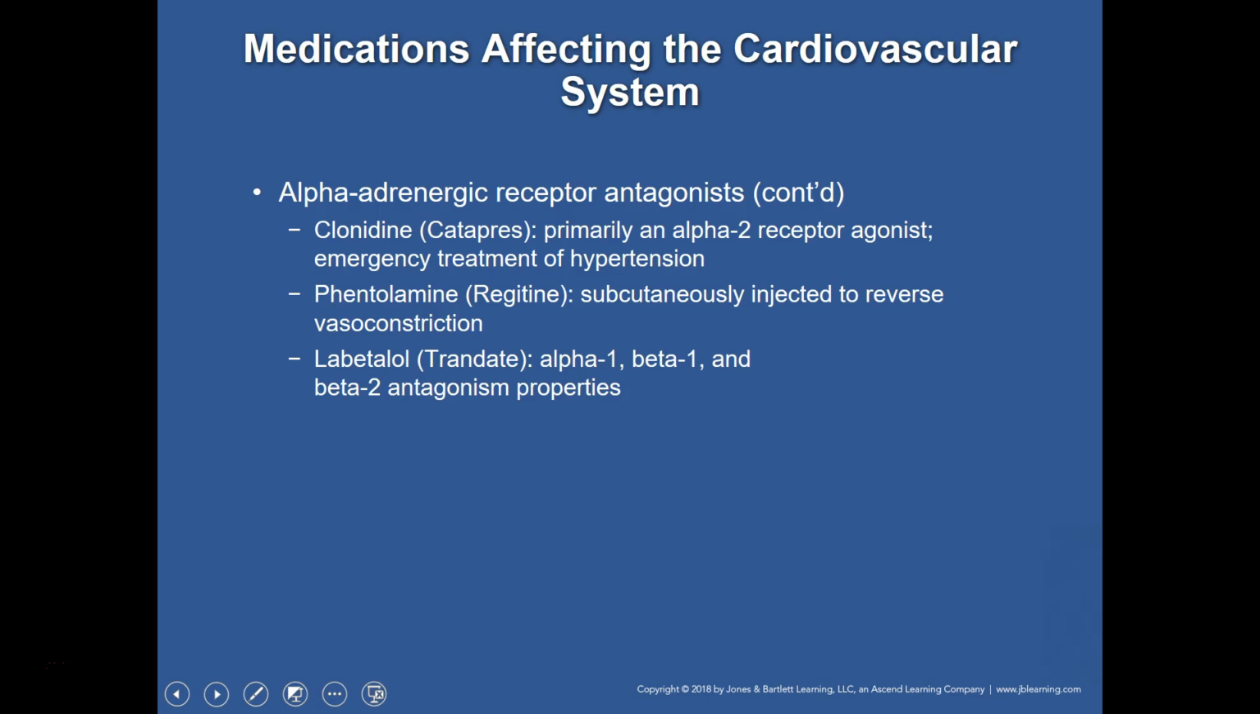And then there's reserpine, which is subcutaneously injected, and labetalol, which has alpha-1, beta-1, and beta-2 agonist properties. So these aren't used as much as they used to be. These were some of the early medications. They're still used some, so don't be surprised when you see them. Not unusual to see them.